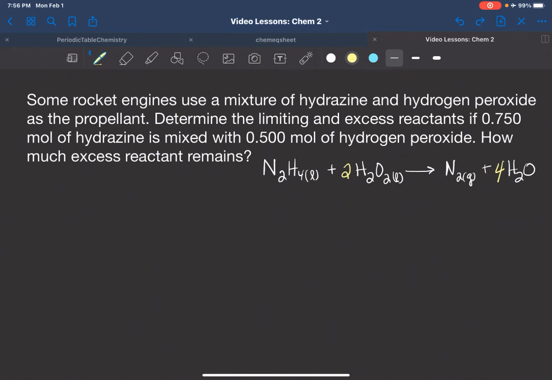Right, so in this we have 0.750 moles of hydrazine. So we've got 0.750 moles of hydrazine, right? Oops, I always do that. Of our N2H4, right?